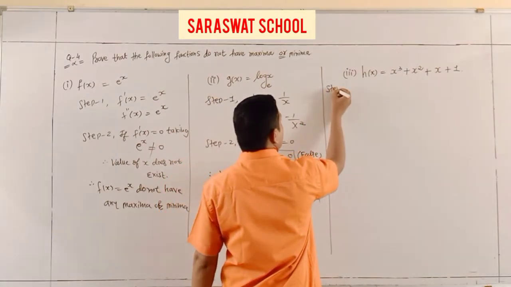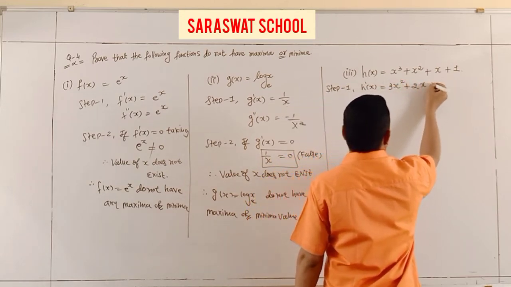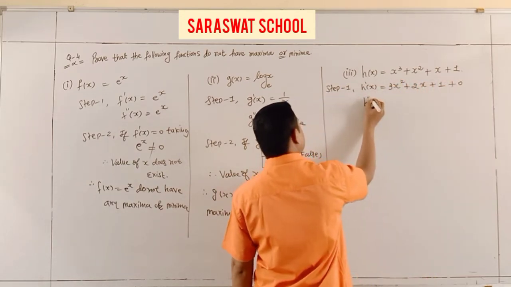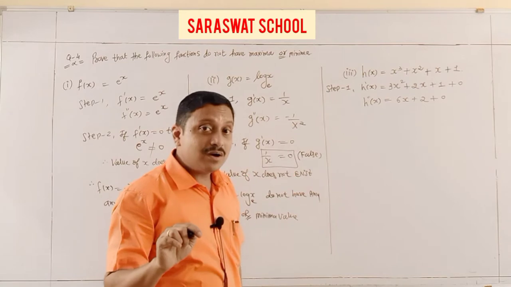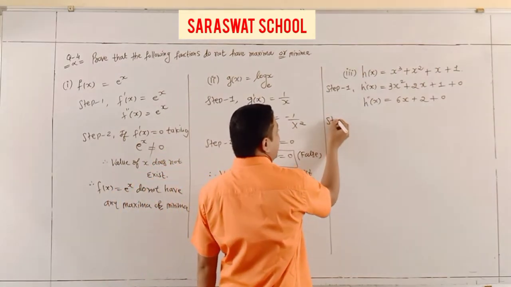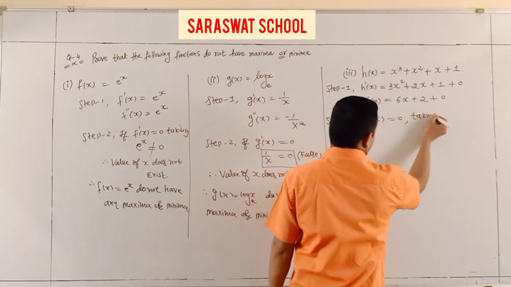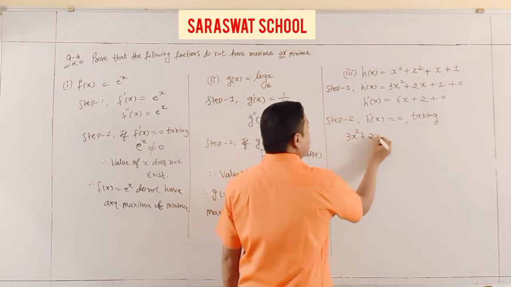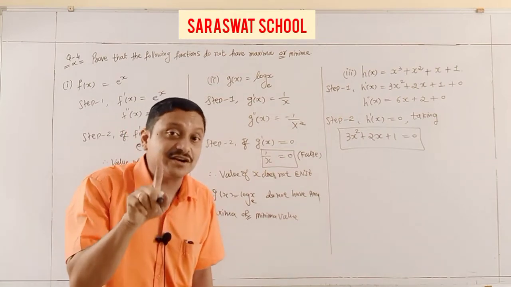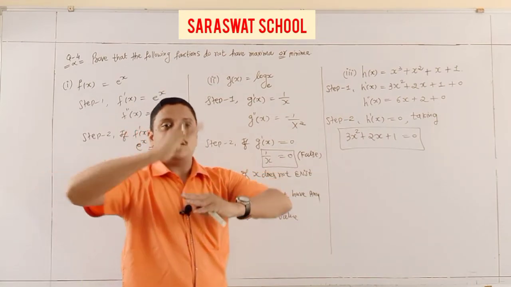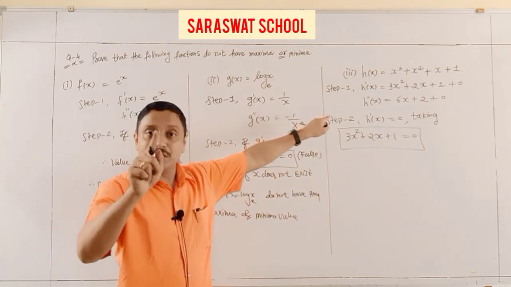Students, step 1, take the derivative: h dash x is 3x square plus 2x plus 1. Now h double dash is 6x plus 2, and here 0. Now taking the first derivative, step 2: h dash x is equal to 0. So students, you have 3x square plus 2x plus 1 equal to 0. Now here, wait, you must find your value of x in real numbers, because the x-axis and y-axis are both real numbers, where maximum and minimum values exist.